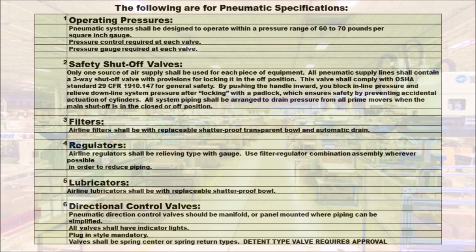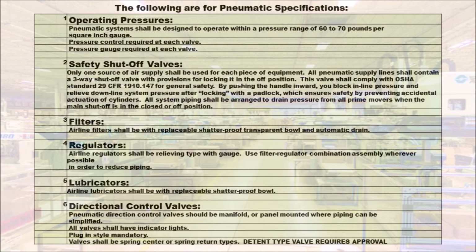The following are the pneumatic specifications. Operating pressures. Pneumatic systems shall be designed to operate within a pressure range of 60 to 70 pounds per square inch gauge. Pressure control required at each valve. Pressure gauge required at each valve. Safety shut-off valves. Only one source of air supply shall be used for each piece of equipment.